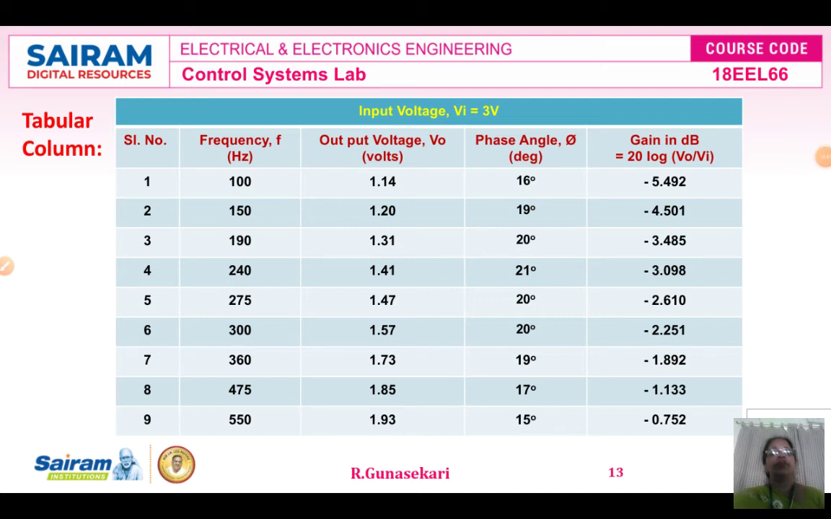Students, from the video play you clearly understand the conduction of the RC lead compensating network. Now you take the frequency from the signal generator, the output voltage from the CRO, and the phase angle from the Lissajous figure, which you can calculate. And then the gain, how to calculate it: 20 log V0 divided by Vi. By using this formula you can calculate the gain. All the four values are tabulated.